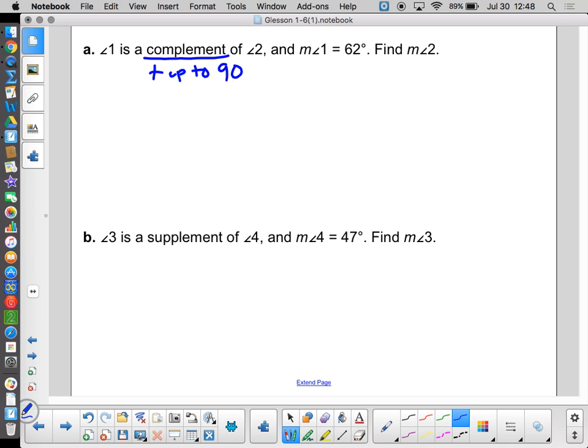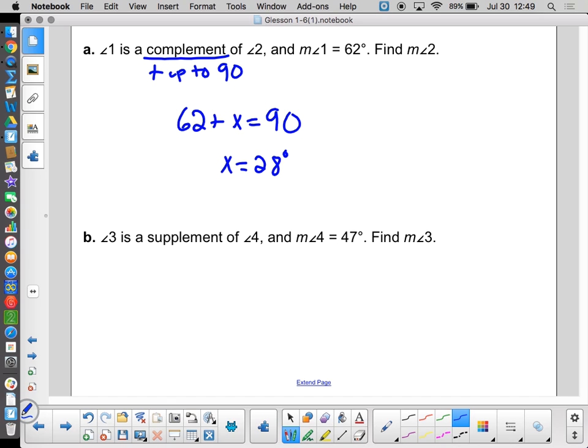So if measure angle 1 is 62, we're saying 62 plus what equals 90. Pretty simple algebra equation. Probably can solve this in our head. X equals 28. And we're talking about a degree measure, so we should add our units.